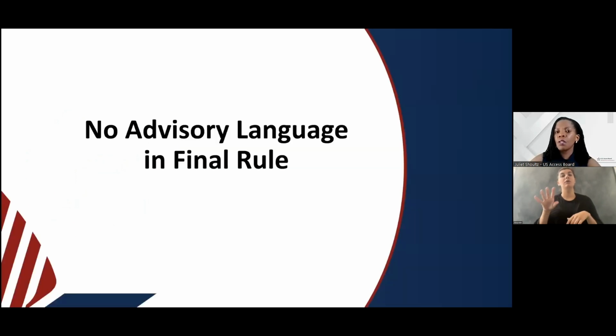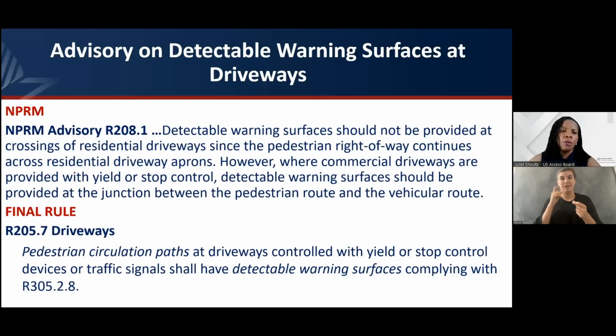So in terms of changes, we are going to start off with advisory language. If you've looked at the final rule, you've probably noticed that we no longer include advisory language. And the reason is because advisory language is not enforceable. So it did provide guidance, we understand that, and instead of having the advisory language, what we will do is provide trainings like this, and we will develop training guidelines to help people in the implementation and understanding of the Public Right-of-Way Accessibility Guidelines.